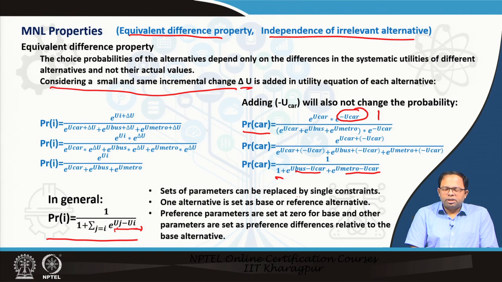So sets of parameters could be replaced by single constants, and one alternative is set as base or reference alternative. Like in this particular case, i is the base alternative. We are finding the difference between i and the other alternatives, and preference parameters are set at 0 for the base, and other parameters are set as preference differences relative to the base alternative. So everything is determined based on what the base alternative is. So this is the form. We will show this in detail in later chapters, how this is actually used to develop the models. But this particular property can convert the MNL model into this particular form.